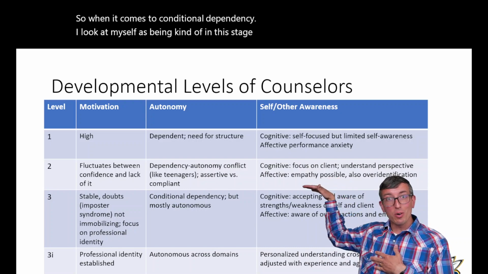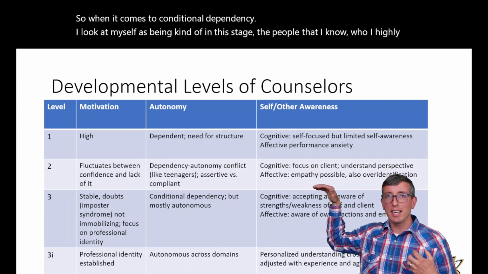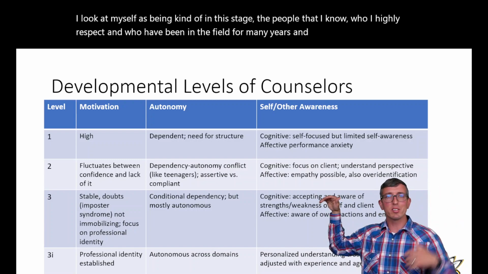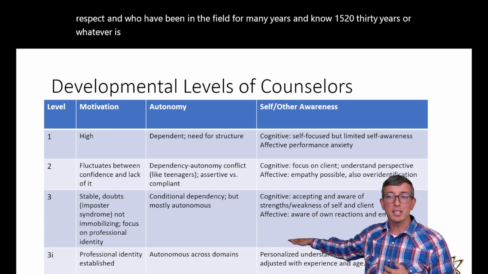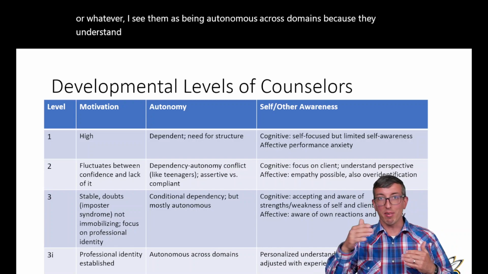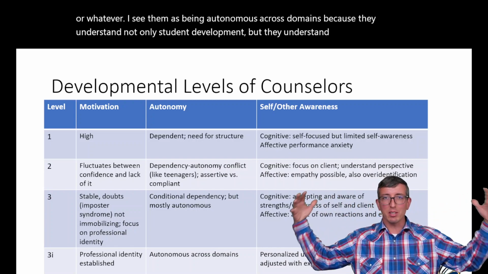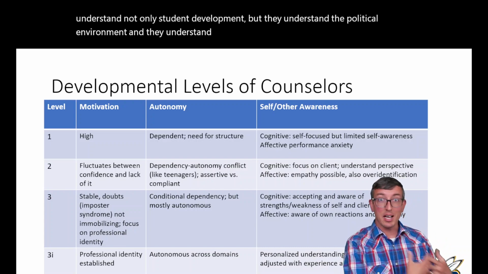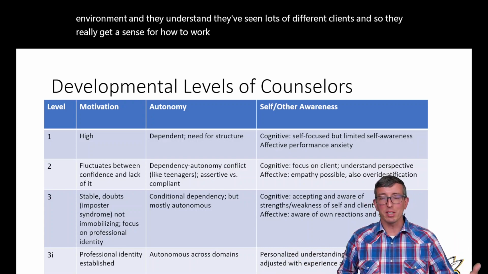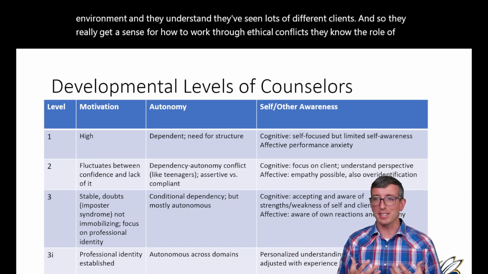The people that I know who I highly respect and who have been in the field for many years, 15, 20, 30 years, whatever, I see them as being autonomous across domains, because they understand not only student development, but they understand the political environment, and they've seen lots of different clients, and so they really get a sense for how to work through ethical conflicts. They know the role of a counselor, that kind of stuff.